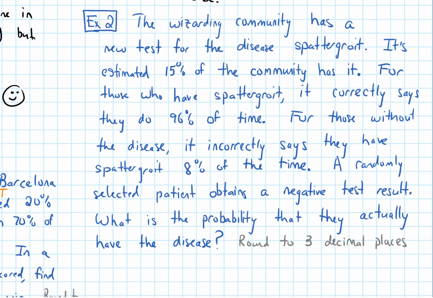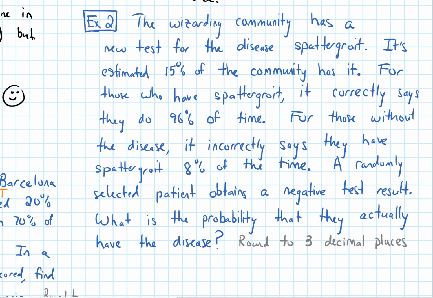Alrighty, so I have this Harry Potter example, which says that the wizarding community has a new test for the disease Spattergroit. It's estimated 15% of the community has it. For those who have Spattergroit, it correctly says they do 96% of the time. For those without the disease, it incorrectly says that they have Spattergroit 8% of the time. A randomly selected patient obtains a negative test result. What is the probability that they actually have the disease? Round to 3 decimal places.